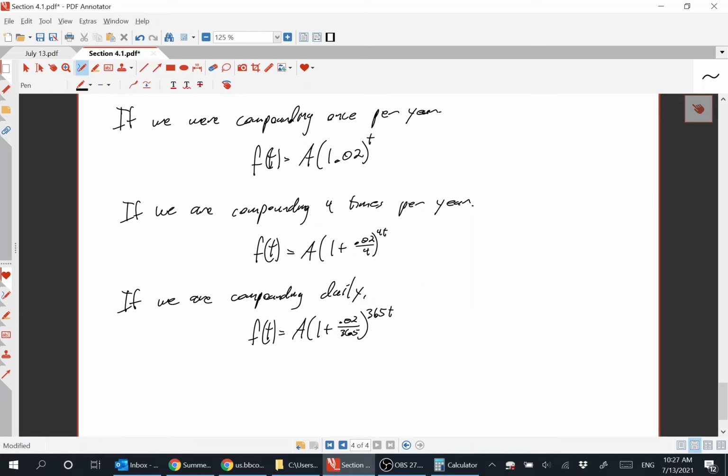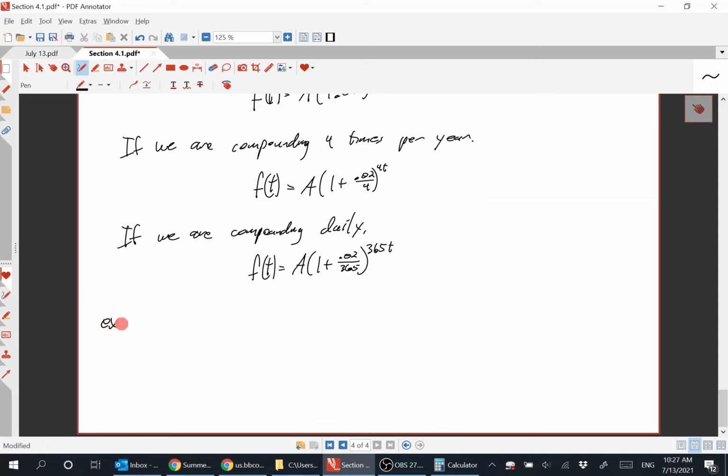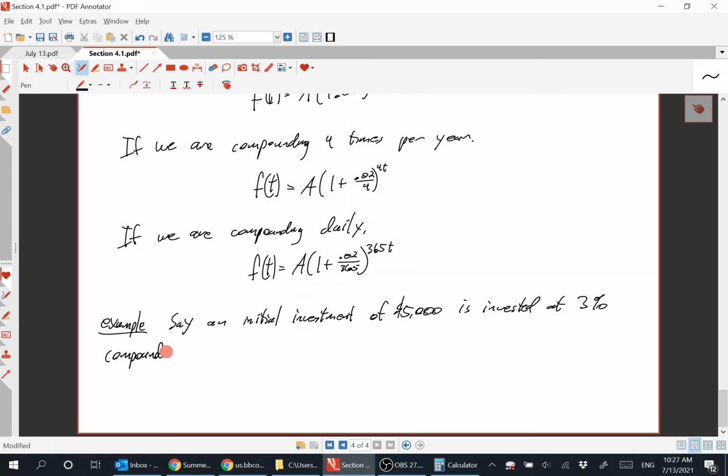Okay, so let's take an example of that. Say an initial amount of $5,000 is invested at 3% compounded monthly. How much is the investment worth after 5 years?